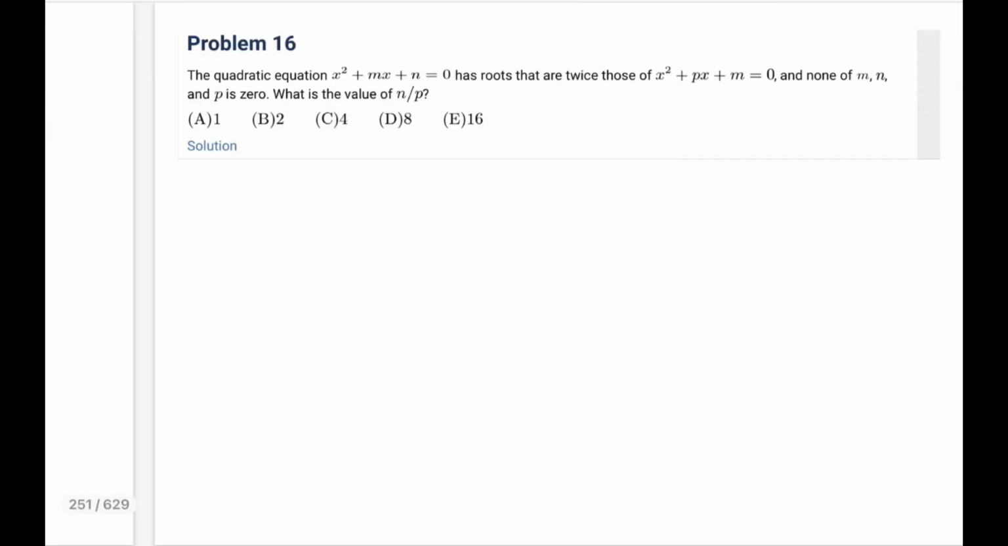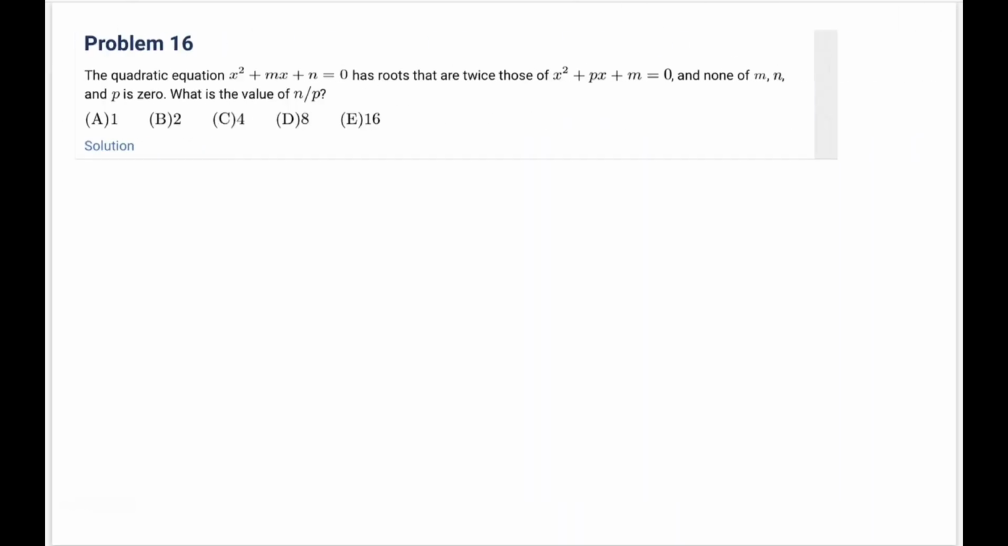The answer is D. Number 16, the quadratic equation x squared plus mx plus n equals 0 has roots that are twice those of x squared plus px plus m equals 0, and none of m, n, and p is 0. What is the value of n over p? Okay, so let's say that the roots of this are a and b. Then these roots are twice those, right? So this is 2a and this is 2b, and so a plus b equals minus p, and ab is m according to this one. But then here 2a plus 2b equals minus m, and 4ab equals n.